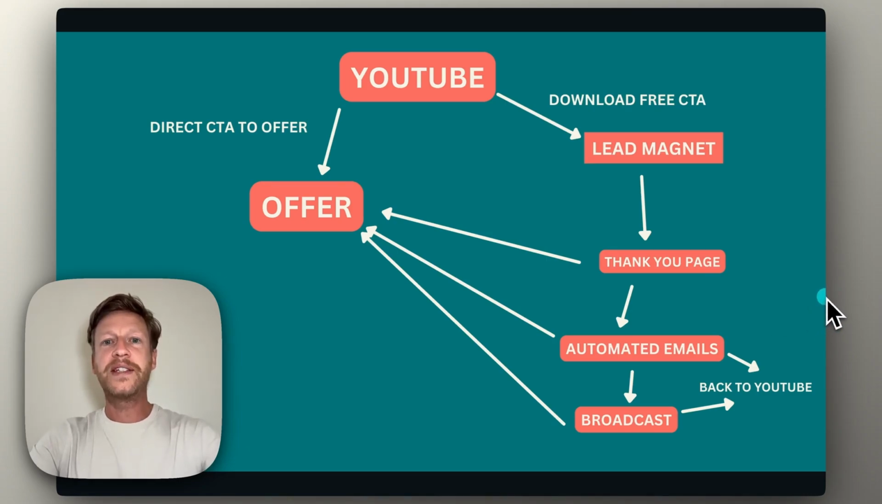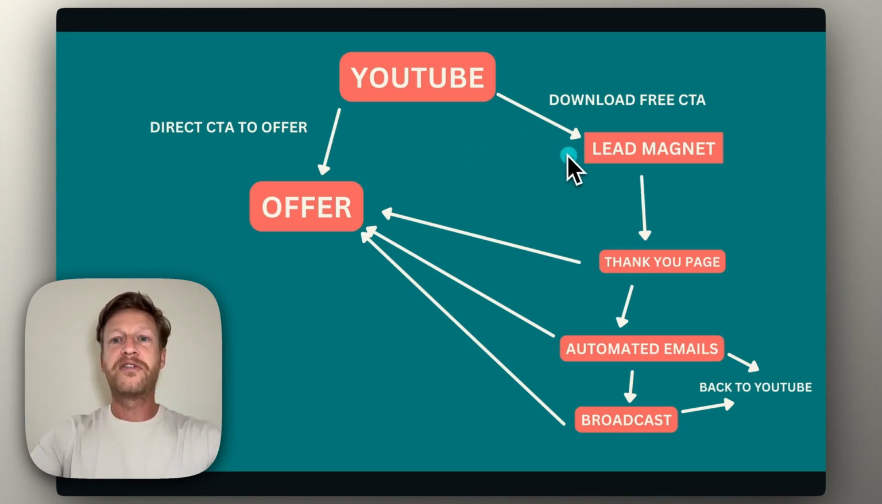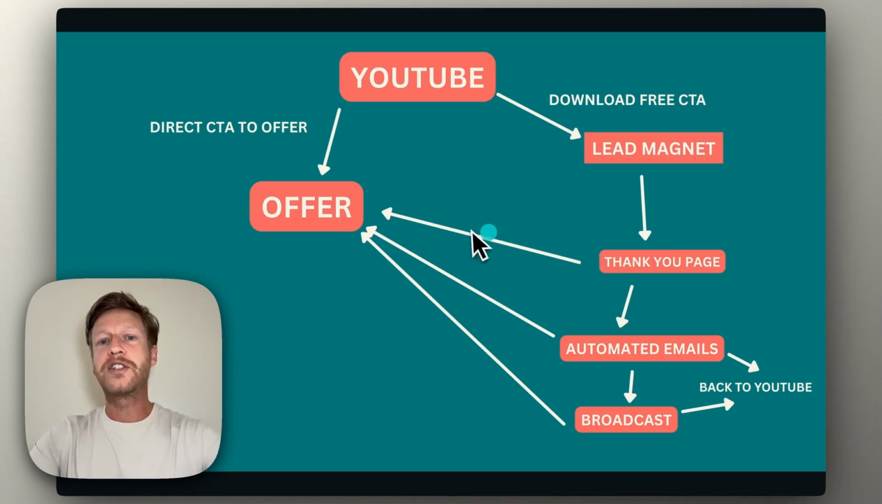So you can see throughout this, with the YouTube call to action, there's one direct call to action to the offer. Now, this is good for people who are ready to buy there and then, whereas this side is more of a nurturing funnel where there's various touch points, various things that you send out, but it all leads back to your offer if you're wanting to increase sales.